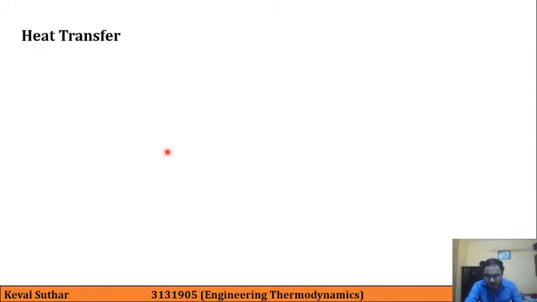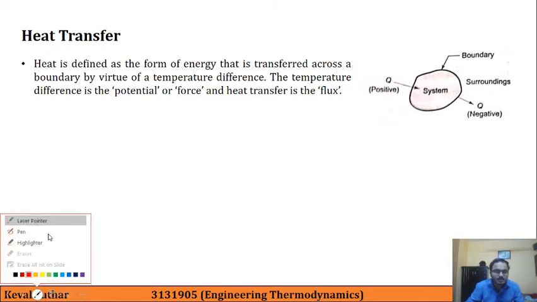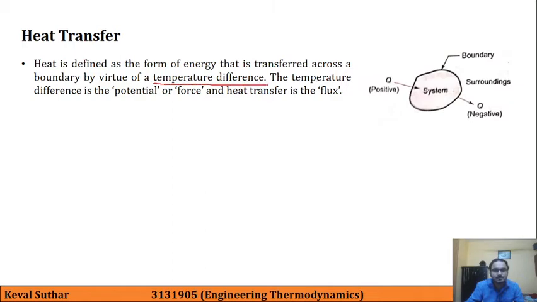Now we are beginning our today's topic, which is heat transfer. So heat is defined as the form of energy that is transferred across a boundary by virtue of a temperature difference. So here in this case, temperature difference is necessary for transfer of heat. And the temperature difference is the potential or force, and heat transfer is the flux.